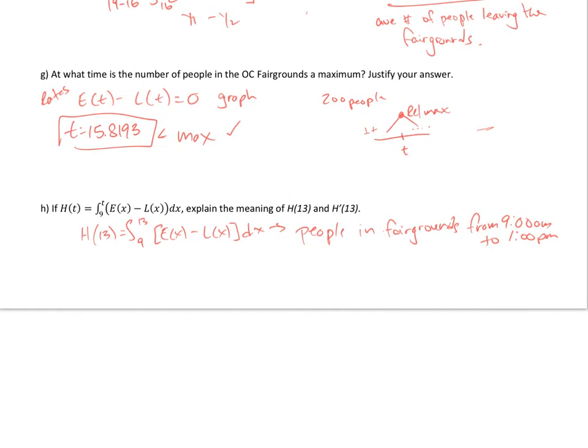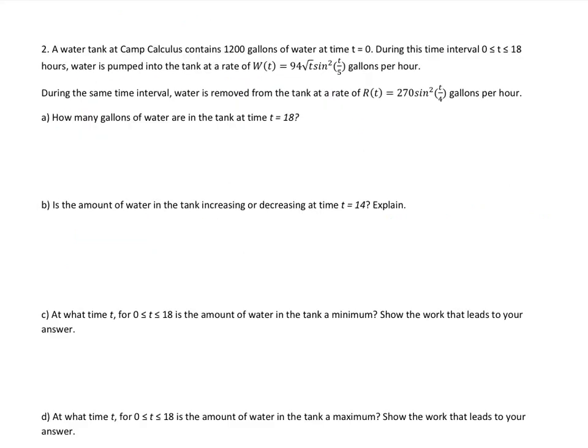So then we look at, what does H prime of 13 mean? Well, H prime of 13, this is a rate. So this is just going to be our E of 13 minus our L of 13. And this is a rate. So this is the change in people per hour in the park at 1 o'clock p.m. So be careful what H of 13 is and H prime, because H prime is a rate and we're using our rates to get that. All right, moving on to the last one.